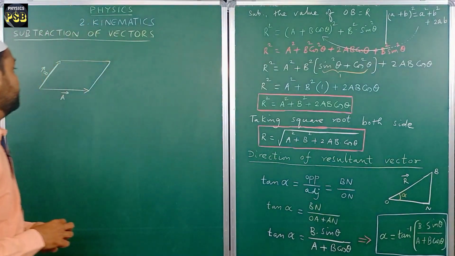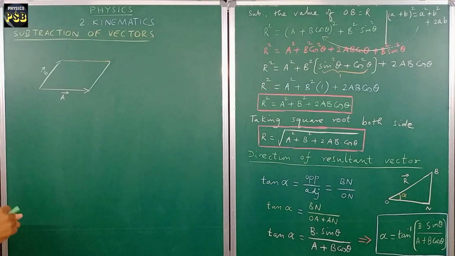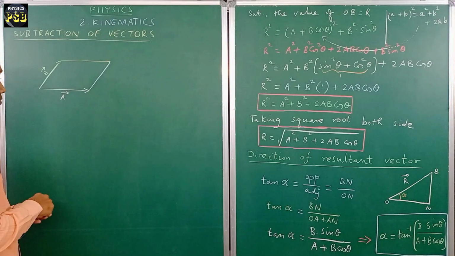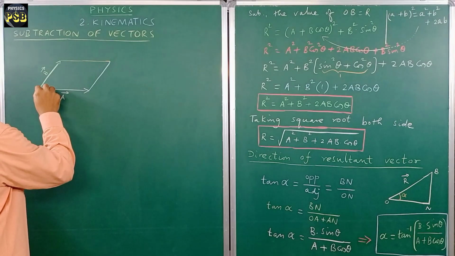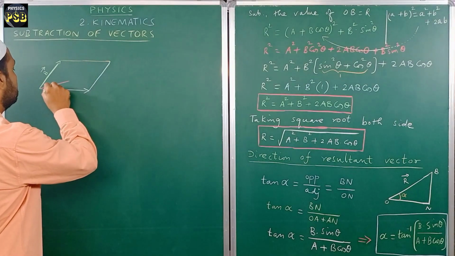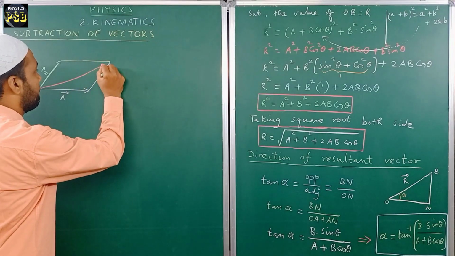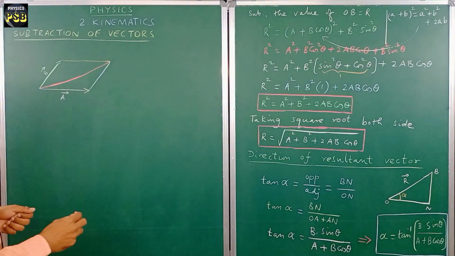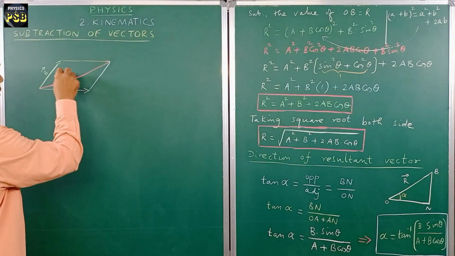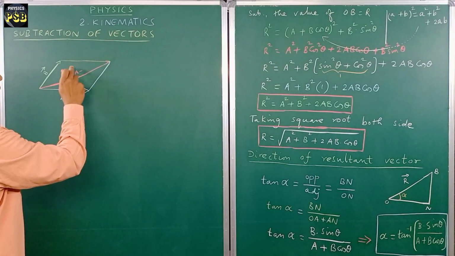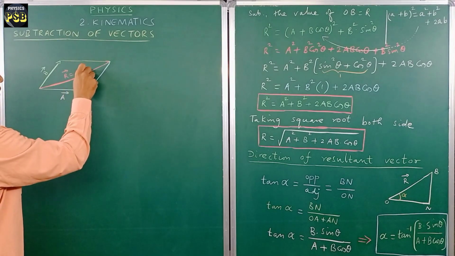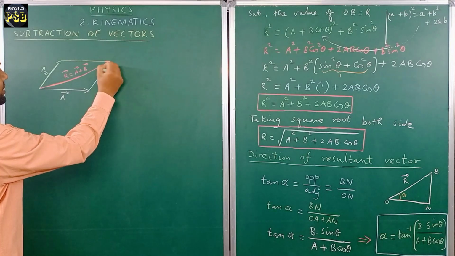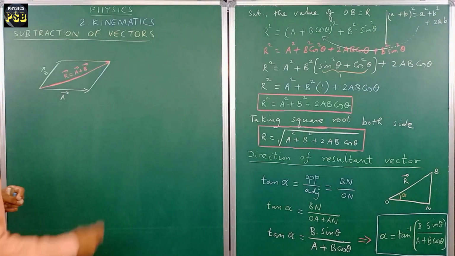Then the resultant vector will be shown along the diagonal. Here this is the diagonal. This diagonal gives us the resultant vector. In this case, this R vector is nothing but vector A plus vector B, and it will act along this direction.